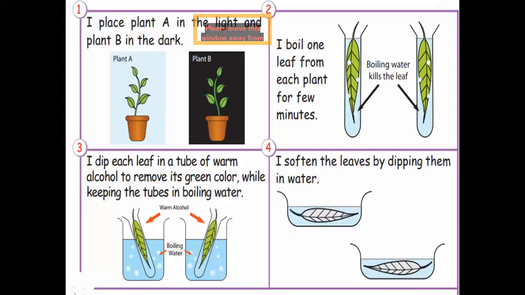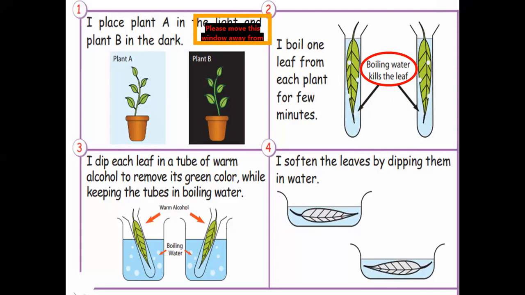So here we have two plants, one plant in darkness and one plant in light. We boil each leaf for a few minutes. Boiling water kills the leaf. And pay attention, in the quiz I asked you the role of the warm alcohol. You told me that it kills the leaf. No, the boiling water kills the leaf.